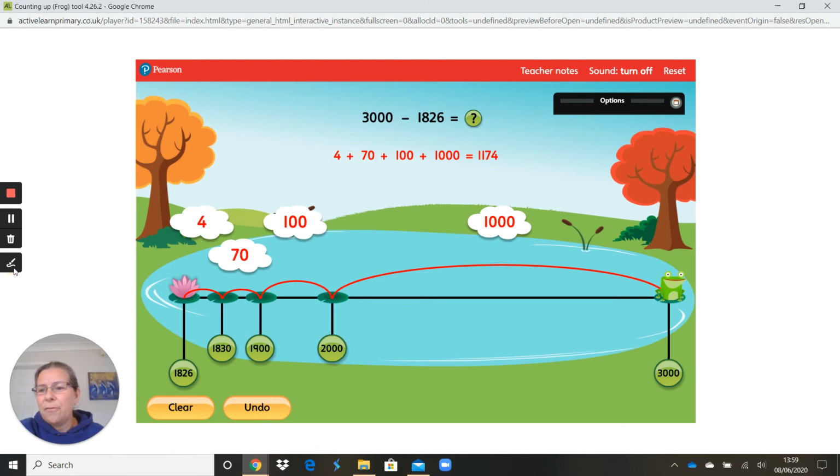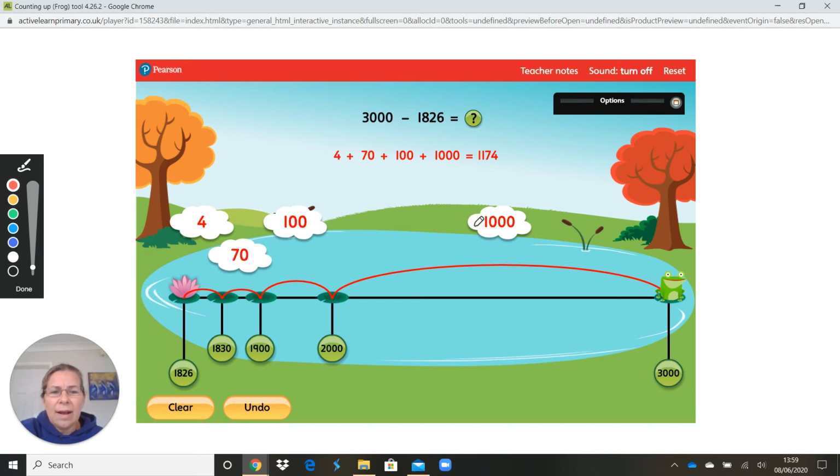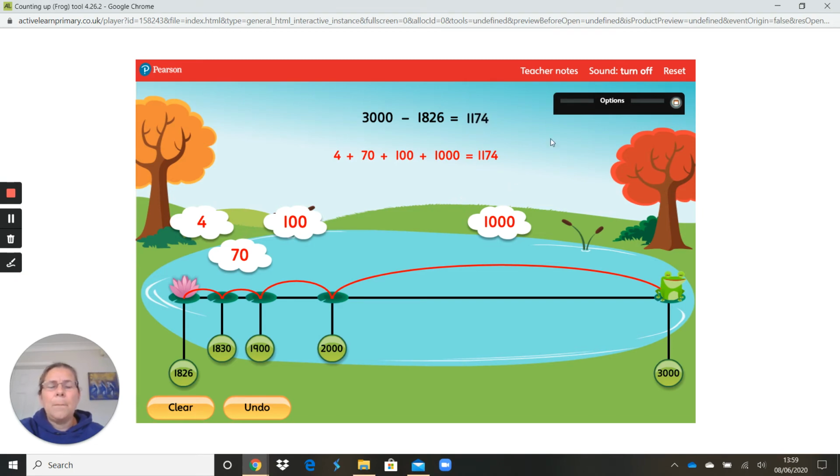Now remember what we did before. We're adding up our numbers, starting at the biggest and working down. So the answer is 1,174. Brilliant if you've done it. Excellent work. That was the more challenging question.